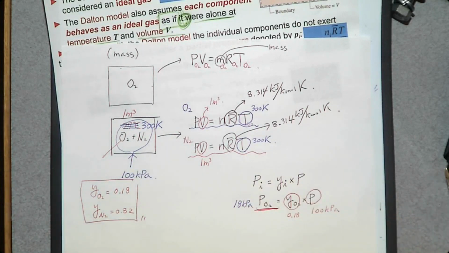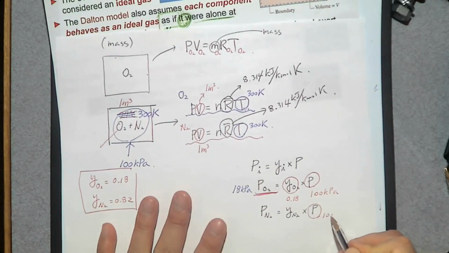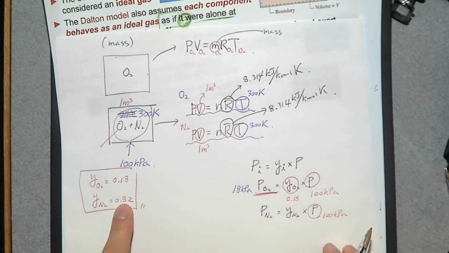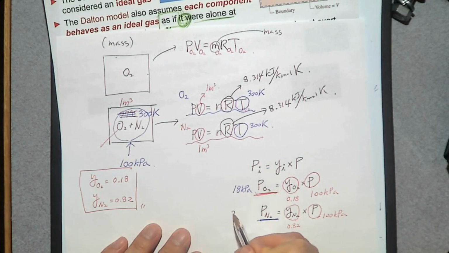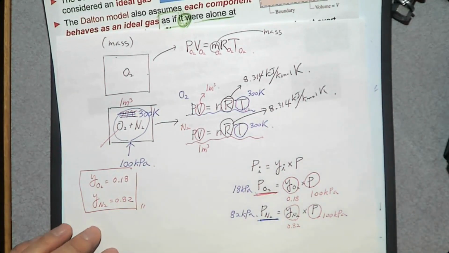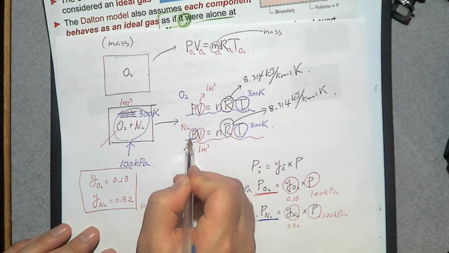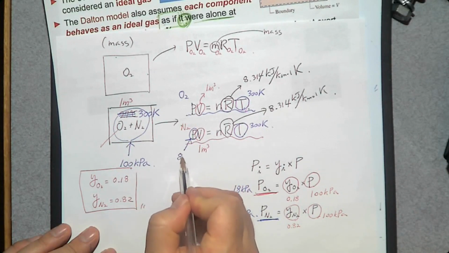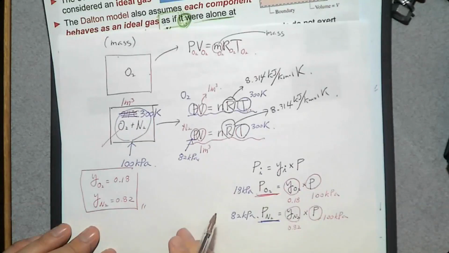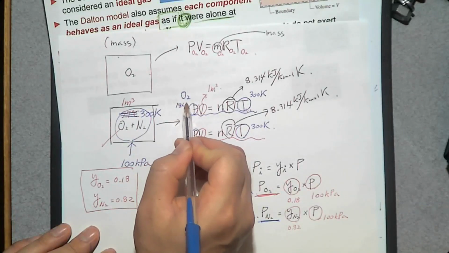On the other hand, the partial pressure of nitrogen, the other component in the system, can be determined by the same equation. P of nitrogen is Y of nitrogen times the total pressure, the mixture pressure. In this case, this one is 100 kilopascal. What is the mole fraction? 0.82. Then the partial pressure of nitrogen is going to be 82 kilopascal. So for this ideal gas mixture, the partial pressure of nitrogen is 82 kilopascal, and the partial pressure of oxygen is 18 kilopascal.